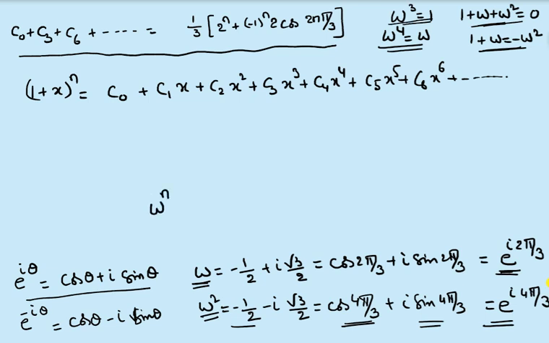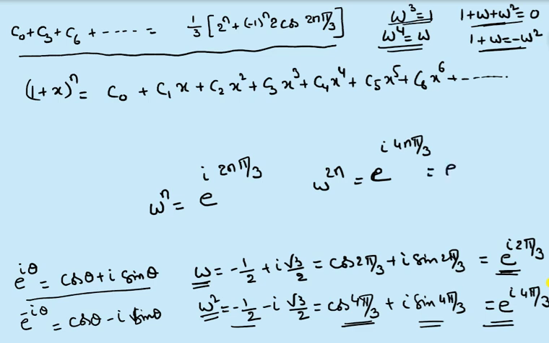Now tell me what we can write omega power n. Omega power n can be written as e power i 2n pi by 3. At the same time, omega power 2n, that can be written as e power i into, in place of omega power, omega square whole power n, we get e power i 4n pi by 3, right? So that is about the value of omega.